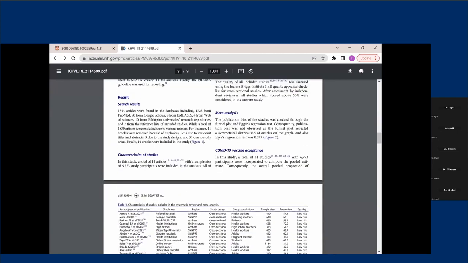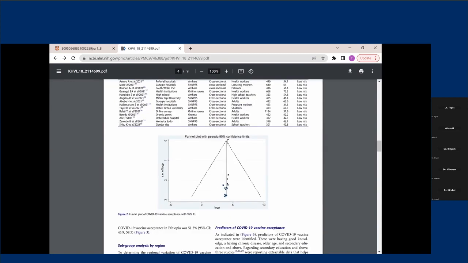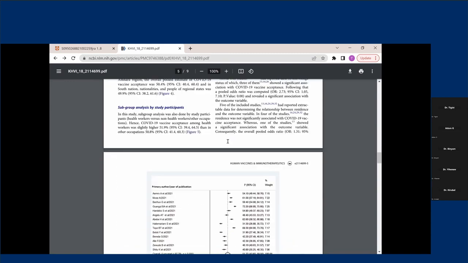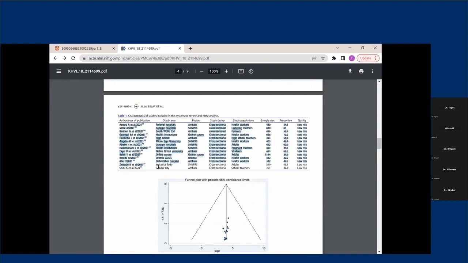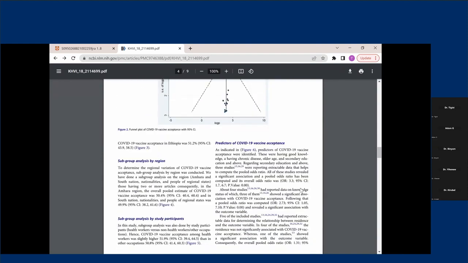So meta-analysis, as you can see, they also did meta-analysis because they have assessed different factors. Let me skip this first. These are the eligible studies that are included. As you can see, the study area, the region, the study design that was used, all of them were cross-sectional studies, and the study population, the sample size, everything. Here, the quality is also reported. All of them were low risk studies, which means good quality. High risk and medium risk studies are studies whose results we should not feel comfortable pooling together. And the forest plot is this.